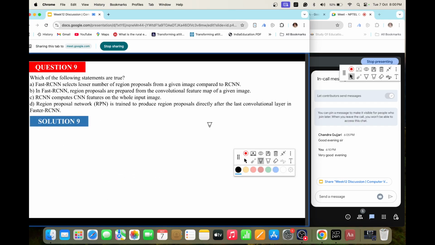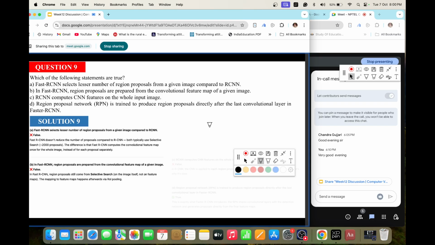Which of the following statements are true? Fast RCNN selects a lesser number of region proposals from a given image compared to RCNN. In Fast RCNN, region proposals are prepared from the convolution features of a given image. RCNN computes CNN features on the whole input image. Region Proposal Network (RPN) is trained to produce region proposals directly from the last convolution layer.